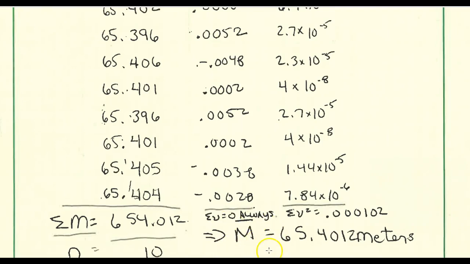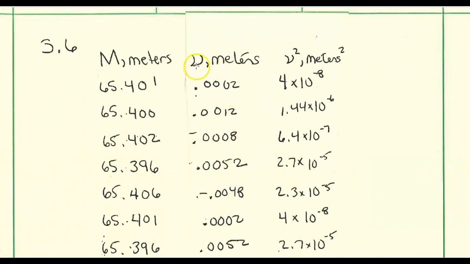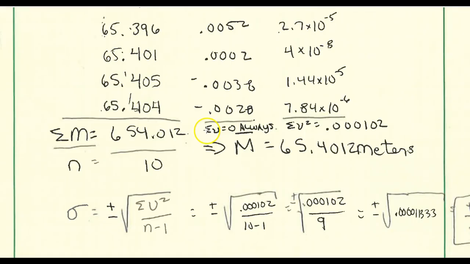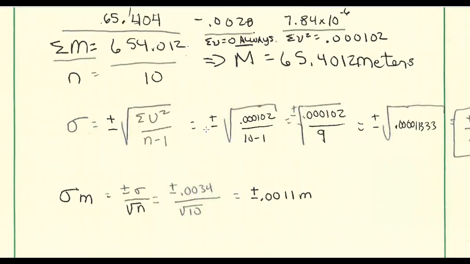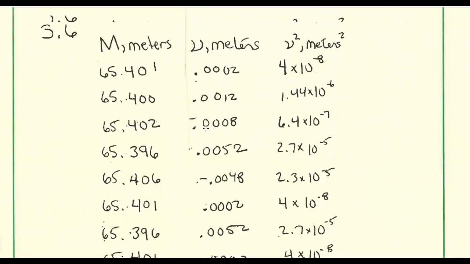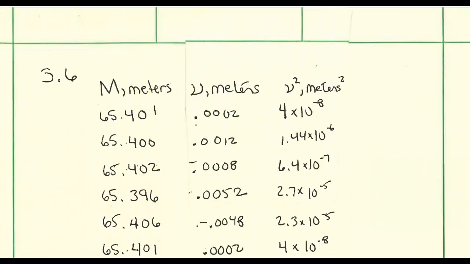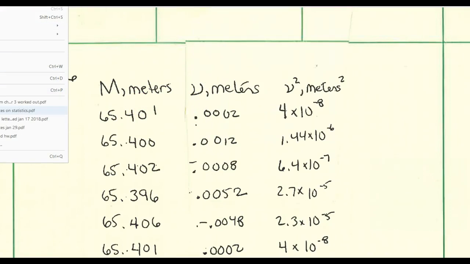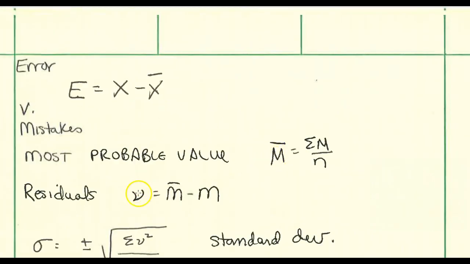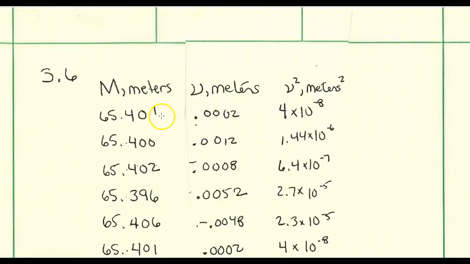So after we find the most probable value, 65.4012 meters, we then find the residuals, which are shown with an italicized V. V is also in meters, but in every case, if you remember from the last sheet that I had up, V, or the residual, is always equal to the most probable value minus m, which means the value that's on that line, each individual value. So if I have 10 data points, I will have 10 residuals.